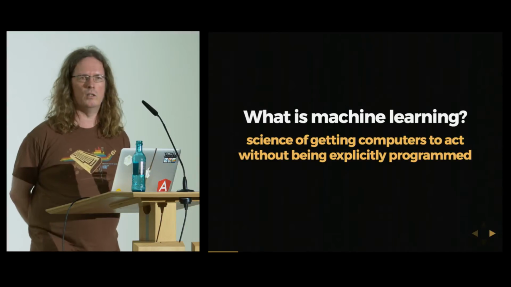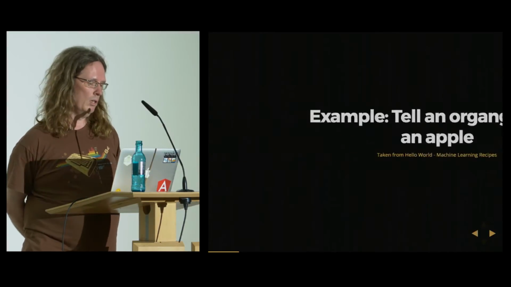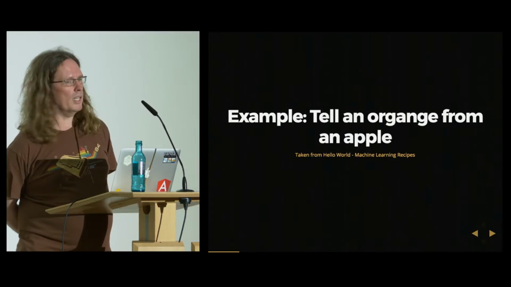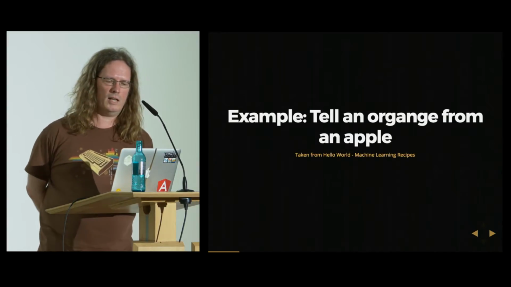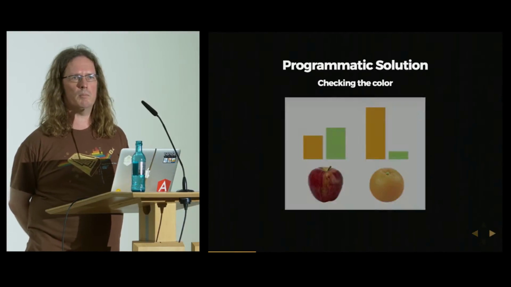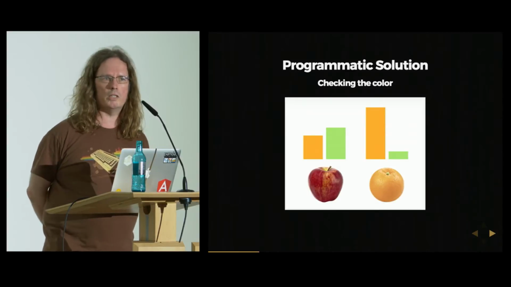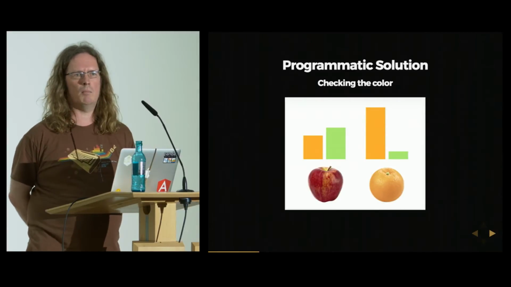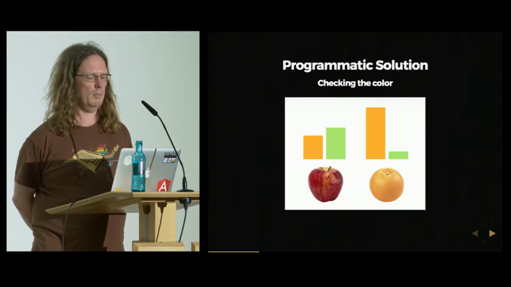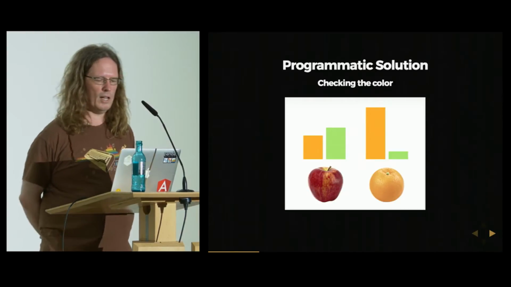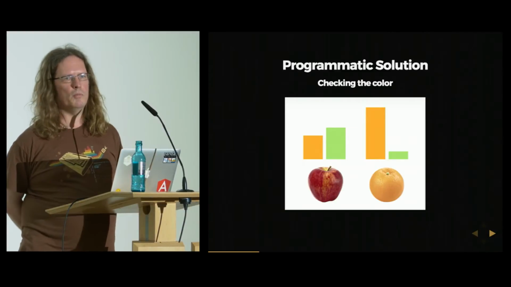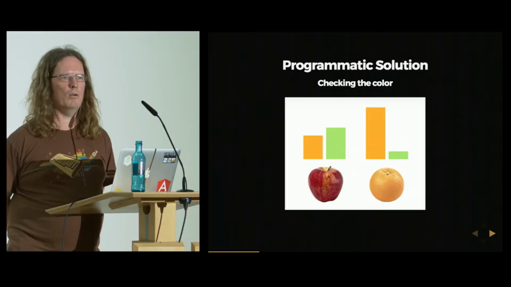Because there may be some people who have no idea about machine learning, a quick introduction. Machine learning is about making machines act without writing programs. An example that I took from somewhere else is telling an orange from an apple. You may say that's pretty simple, you check the color, and the orange obviously is orange. Even though I recently read that some oranges actually are green, and they are still okay. In this case, you check the color value of your image, and if it's mostly orange, it's probably an orange.